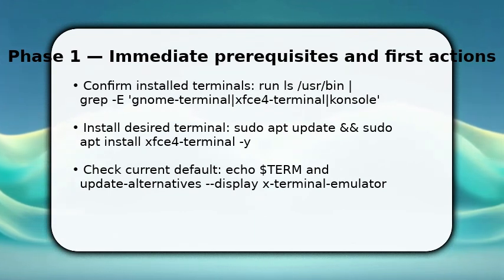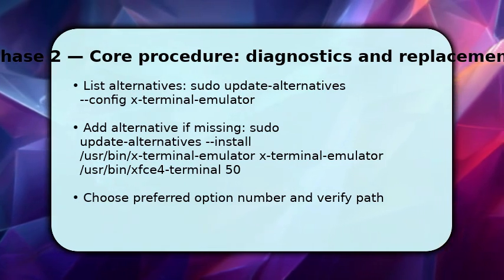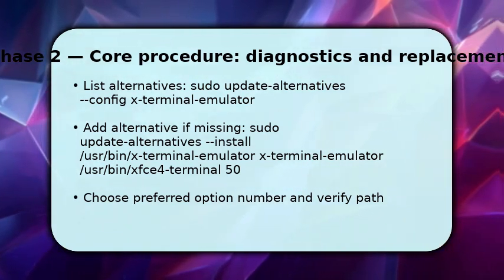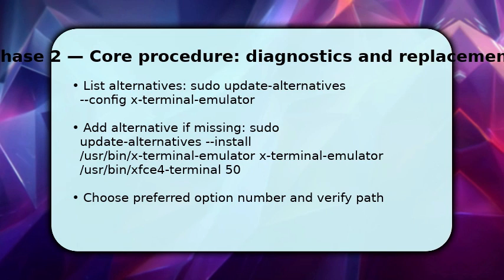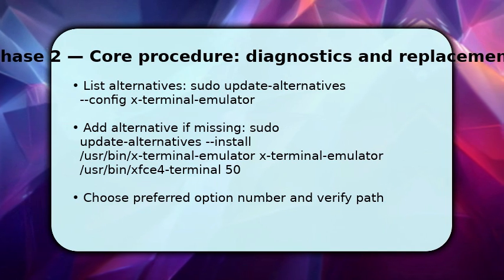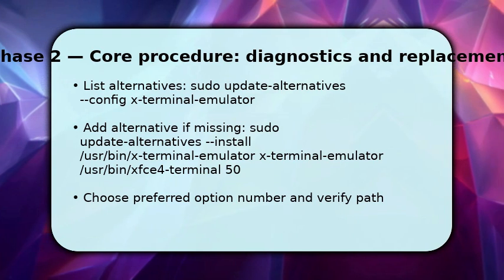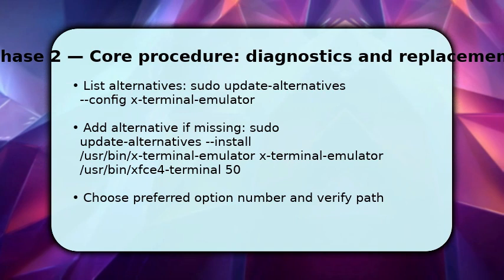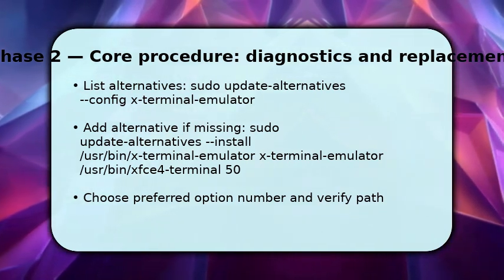Now configure the Debian alternatives system so the system default points to your chosen terminal. Use sudo update-alternatives --config x-terminal-emulator to see options and type the selection number. This makes the change system-wide. If your terminal binary isn't listed, add it with sudo update-alternatives --install, specifying the link, name, full binary path, and priority. After selecting, double-check the /usr/bin symlink and run which x-terminal-emulator to confirm the path is updated, because desktop menus follow this link.